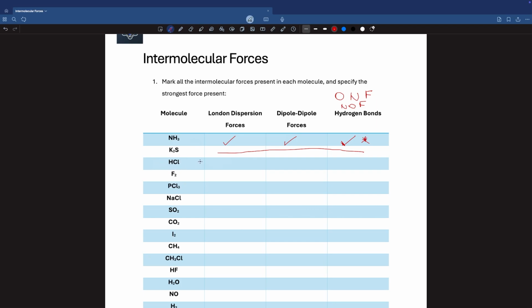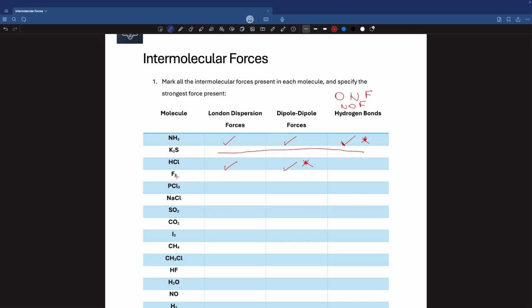The next molecule, HCl, is a covalent molecule, so by default, it should have London dispersion forces. And dipole-dipole forces, we should really analyze whether it's polar or non-polar. It is a polar bond. It's a polar molecule overall as well, which means it does have dipole-dipole forces. And to analyze if it has hydrogen bonds, is hydrogen attached to either oxygen, nitrogen, or fluorine? It's not. So we do not have hydrogen bonds, which means our strongest force is dipole-dipole forces.